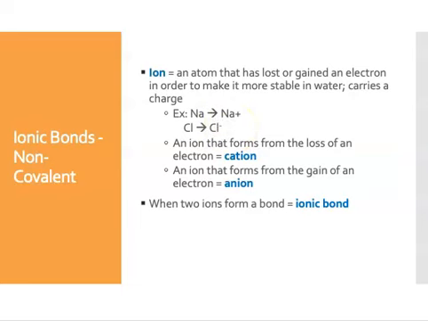When an ion, like that sodium, forms from the loss of an electron, we call that a cation. When an ion forms by gaining an electron, we call that an anion. So cations and anions are just the two different types of ion, depending on their charge. And when two ions come together like this and transfer electrons, they are forming what we call an ionic bond. Ionic bonds are slightly less strong than covalent bonds are.